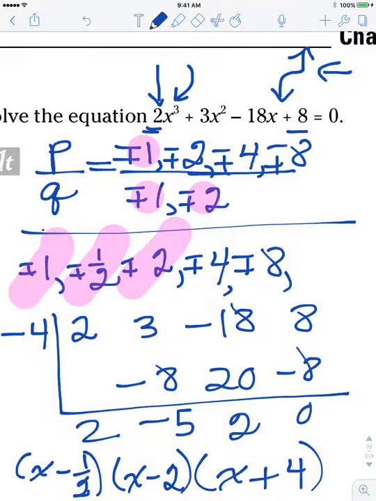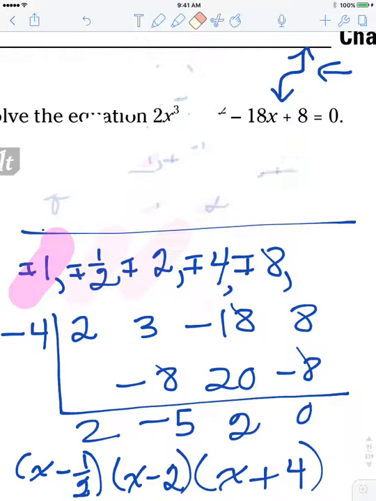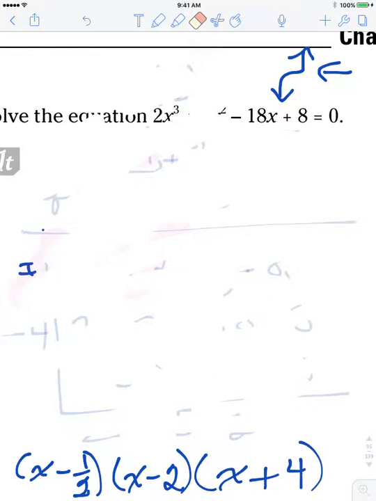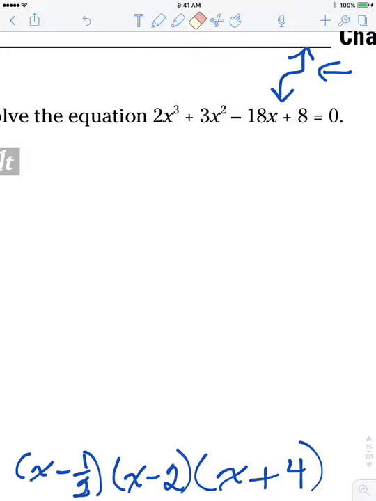So let me erase this. And now we're going to find the x-intercepts. We found the roots, now let's find the y-intercept. Let's consider the multiplicity. And let's graph it and see if we need any additional points. So let me erase all of this. Okay, so I'm going to go over here.